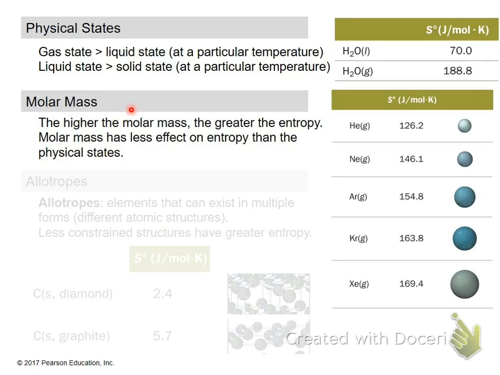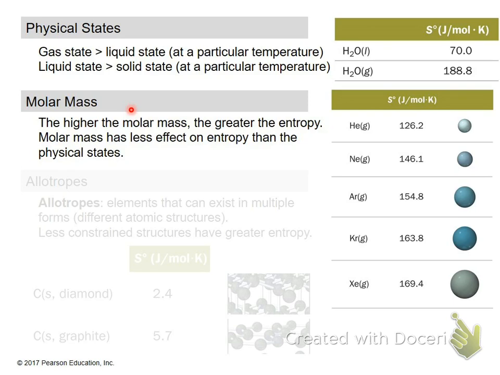The next one is molar mass. I guess before we get to the molar mass topic here, why is it that gases have larger entropy values? The particles are more spread out than any other type of matter. So the particles are more spread out, the randomness is higher compared to liquids or solids, because solids have a very specific structure, so they're fixed in place, not moving at all.